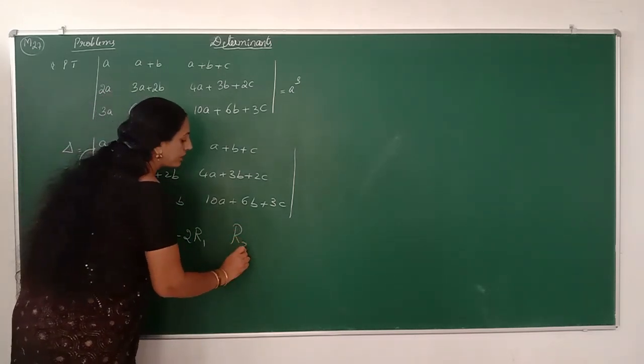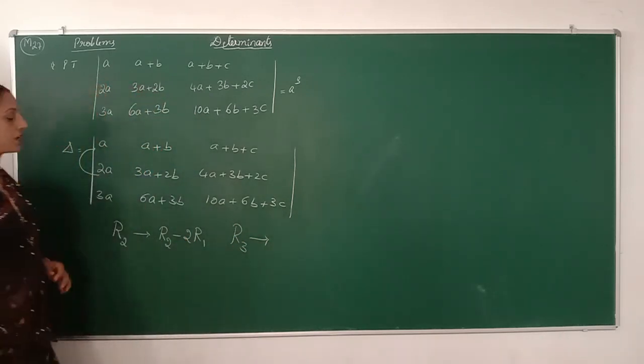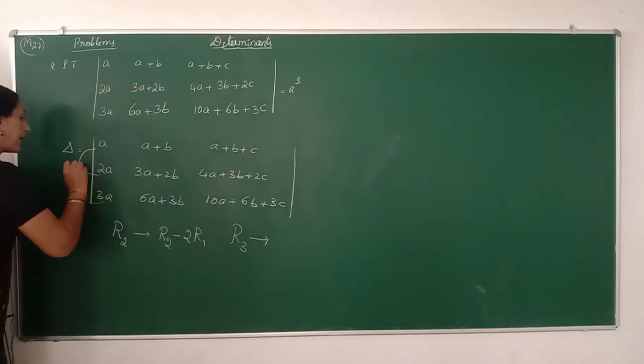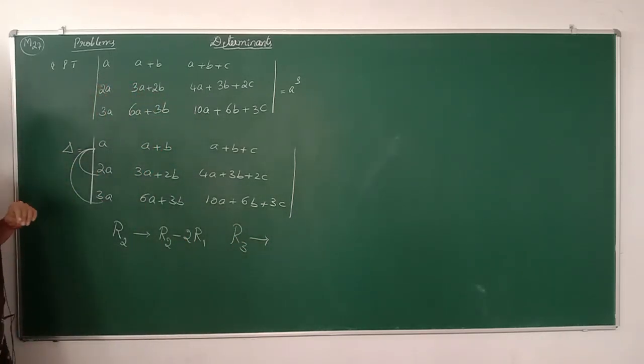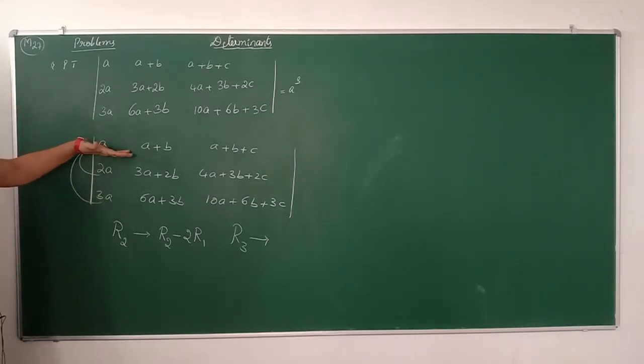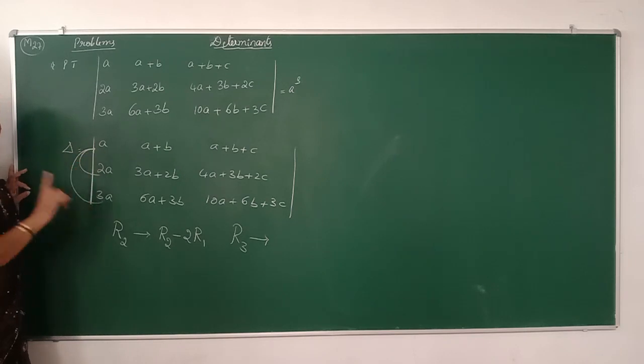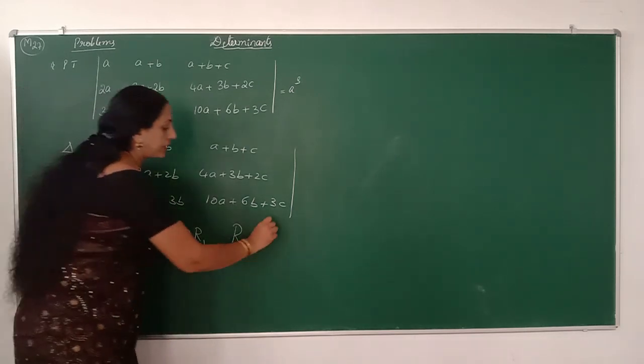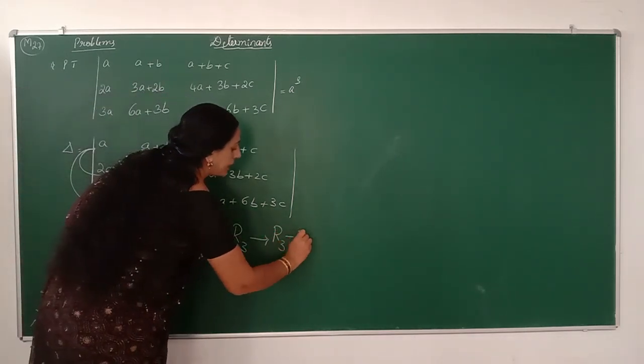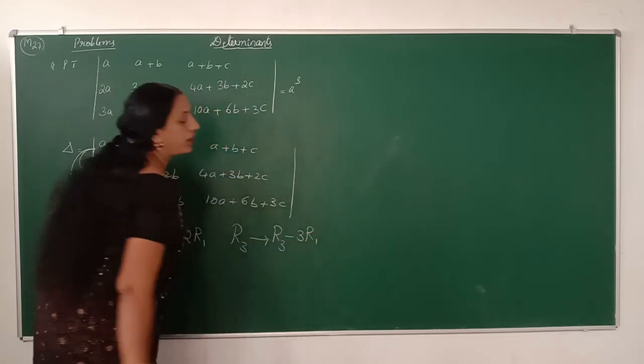Similarly, R3 can be changed by comparing its elements with the elements of the first row. R3 is compared with the first row. 3a minus a is 2a, which is not equal to 0. Again, it's a multiple of 3. If the element of the first row is multiplied by 3, 3a minus 3a is nothing but 0. Then R3 can be written as R3 minus 3 times R1.